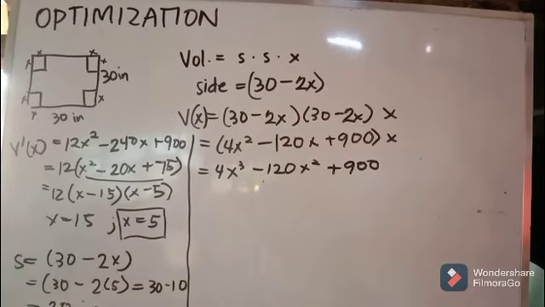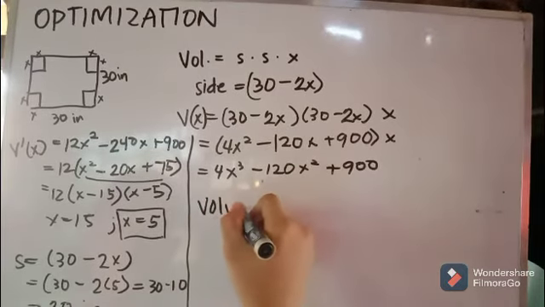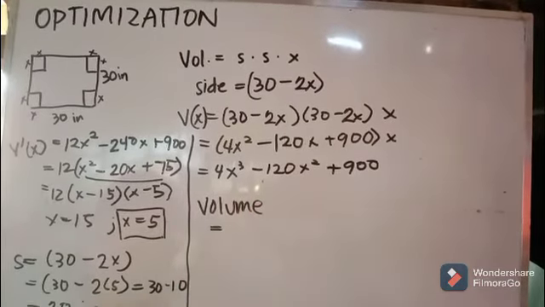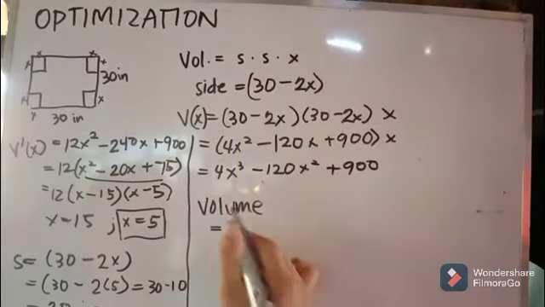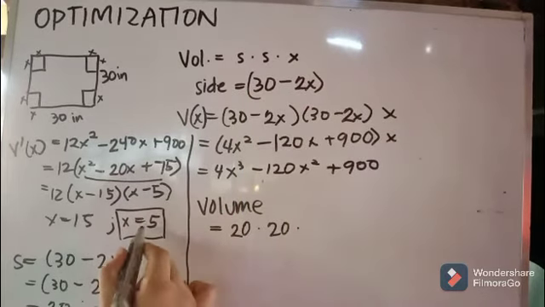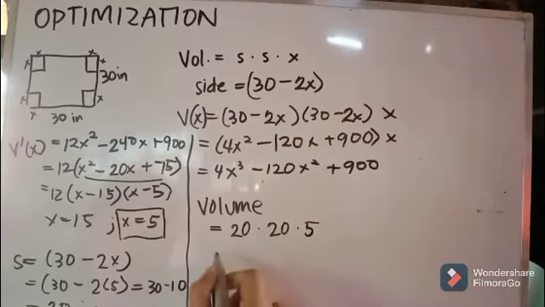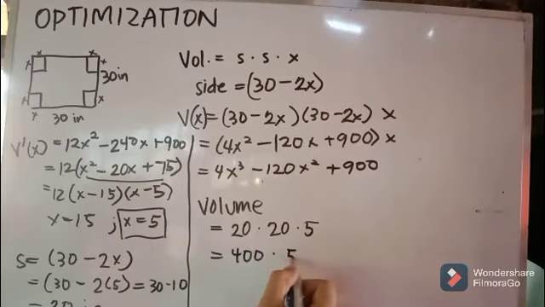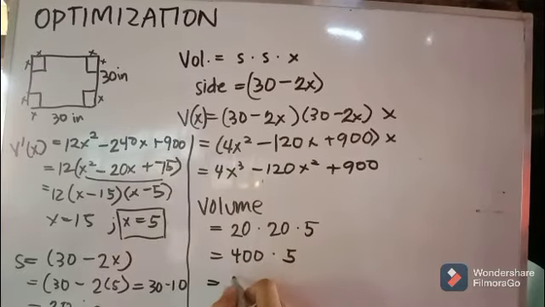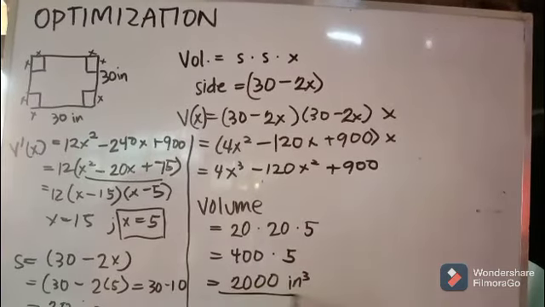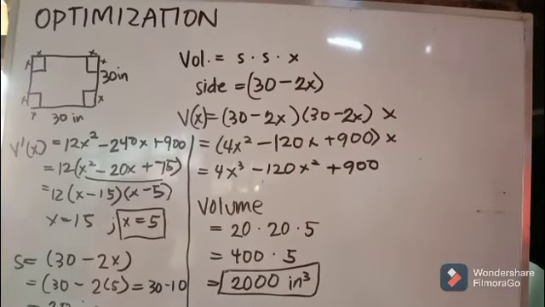So for the volume, the sides are 20 inches. So side times side times x, 20 times 20 times the value of x, which is 5. So 20 times 20 is 400, times 5. The volume will be 2000 cubic inches. So 2000 cubic inches is the largest possible volume of the open box that can be made.